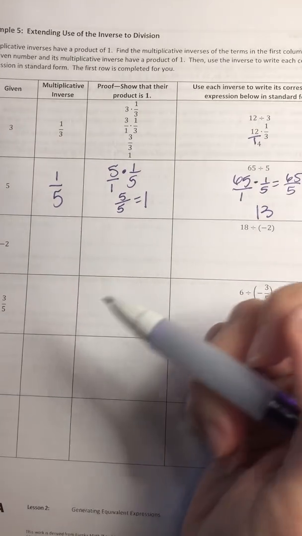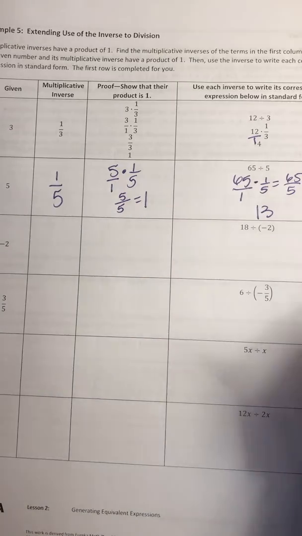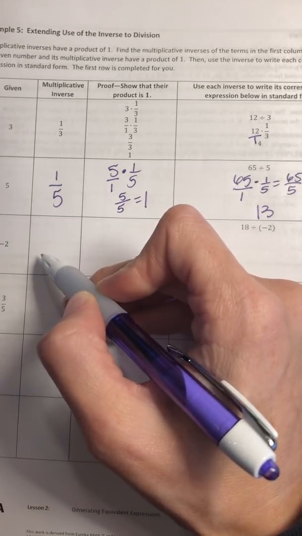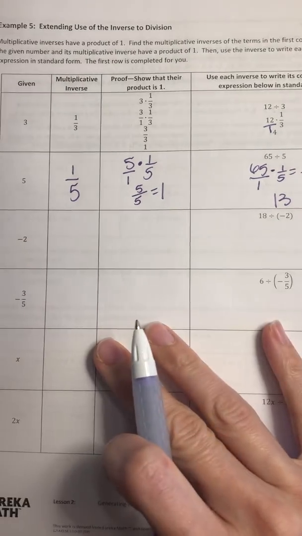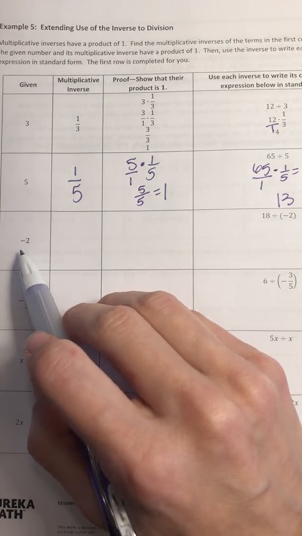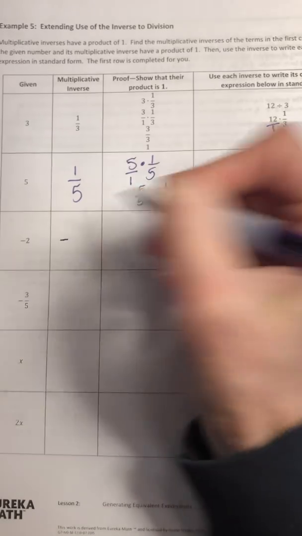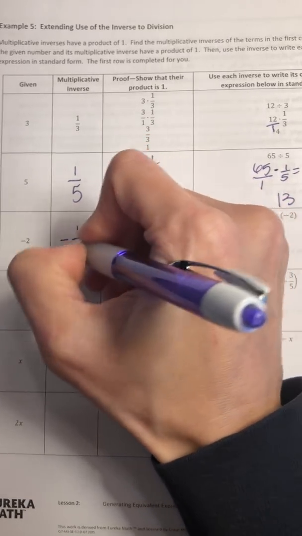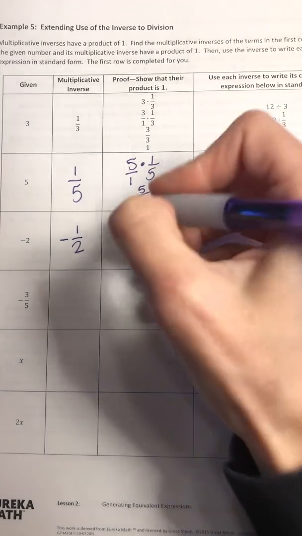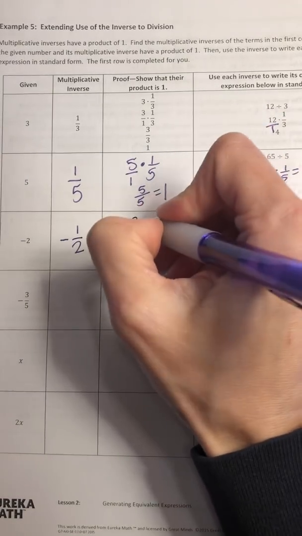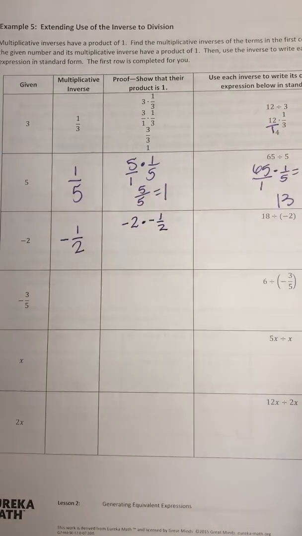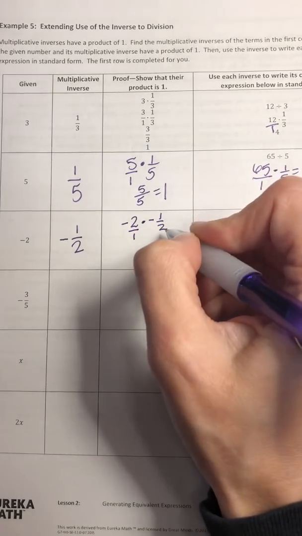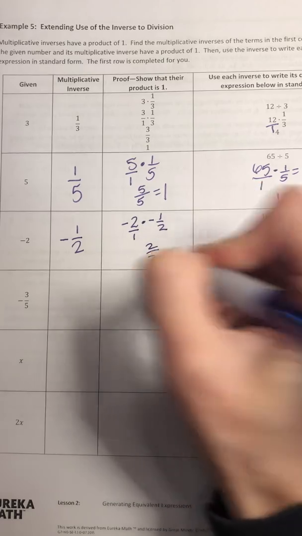Let's do -2. What is the multiplicative inverse of -2? Now remember, it's not the additive inverse, it's the multiplicative inverse. So what do I multiply by -2 to get 1? My sign stays the same, but what's the reciprocal of 2? 1 over 2. So that means that -2 times -1 over 2, whole numbers go over 1, multiply straight across, so I get 2 over 2.